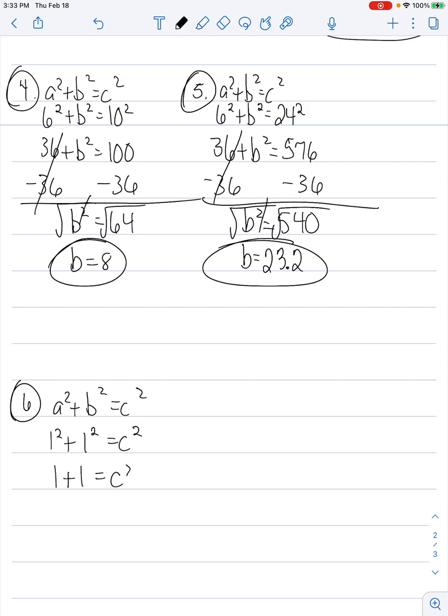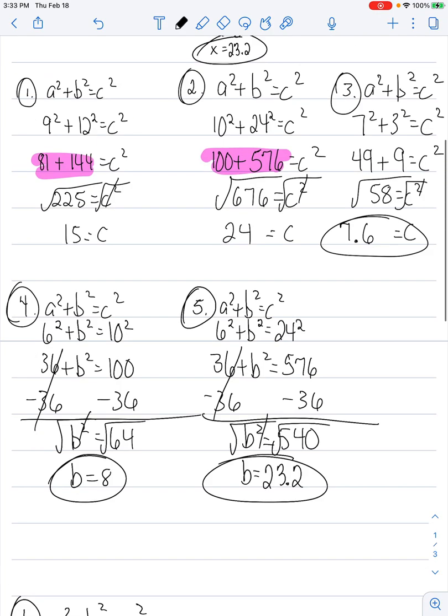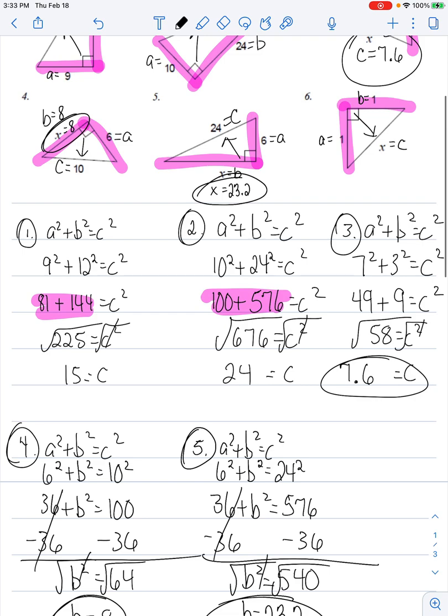So 1 plus 1 equals C squared. What is 1 plus 1? 2. So my last step is to take the square root of 2. And when I do that, I end up with about 1.4. So in this case, my X, which was my C, is 1.4.